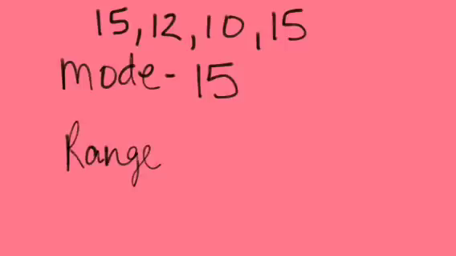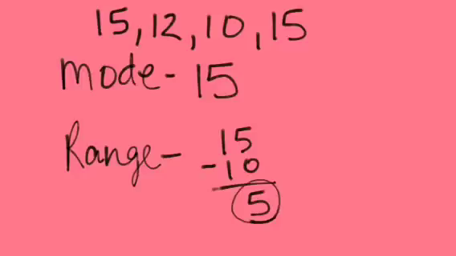And then finally the range, remember, is my greatest number subtracted by my least number. My greatest number in the set of data is 15. Let's subtract that from my smallest, which is 10. So my range is going to be 5. There's a 5-point range in my data. Excellent.